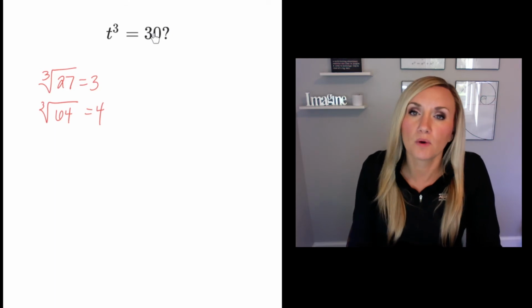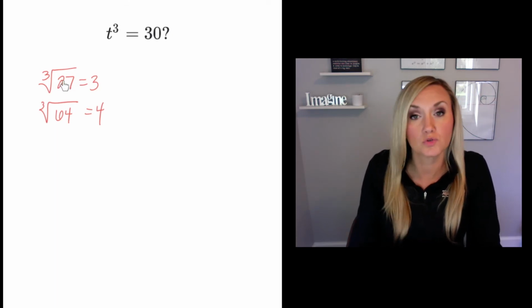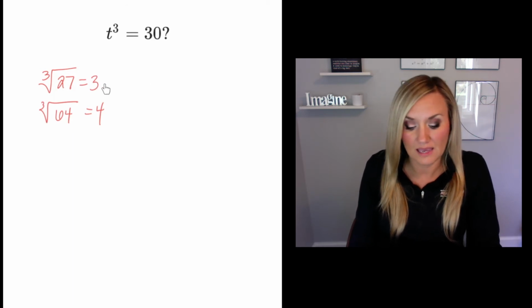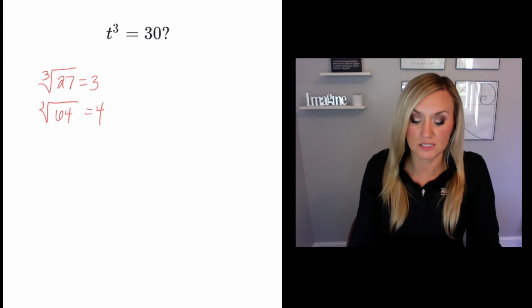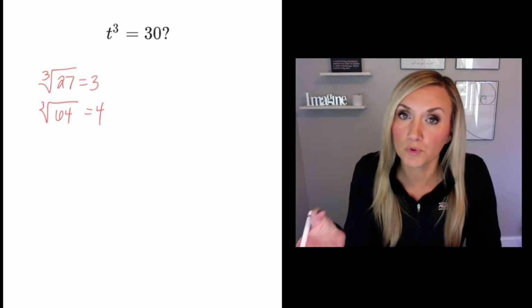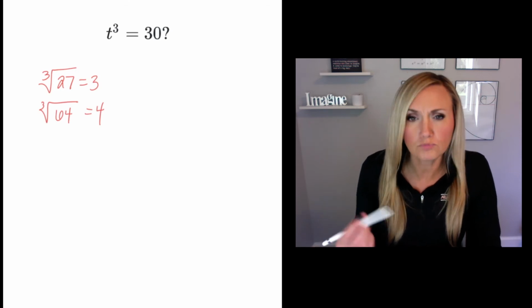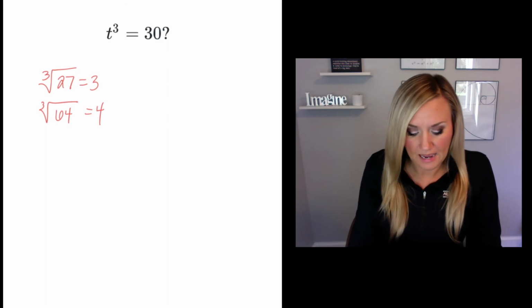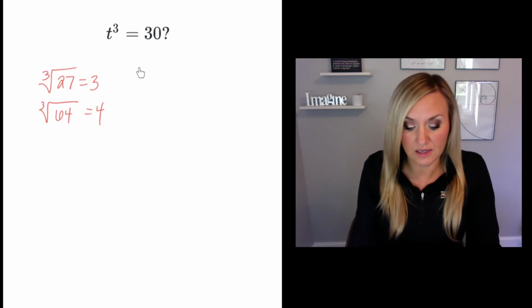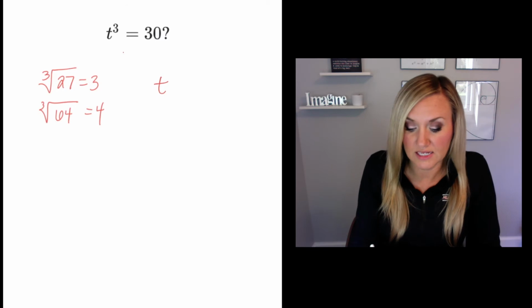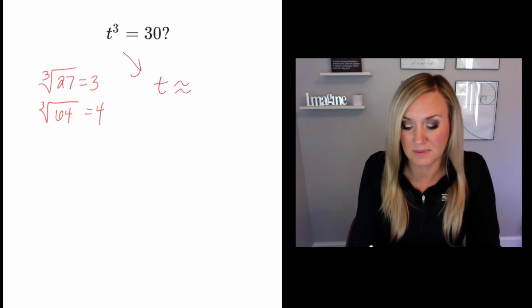Now, if we were to think about what kind of decimal it is, well, 30 is closer to 27. So it's going to be 3 point something, and it would probably be closer to the 3 instead of the 4. You can type cube roots in your calculator, or you can give an estimate right now of what you think it should be. I'm going to give an estimate. Because 30 is so close to 27, I think it's going to be a smaller decimal.